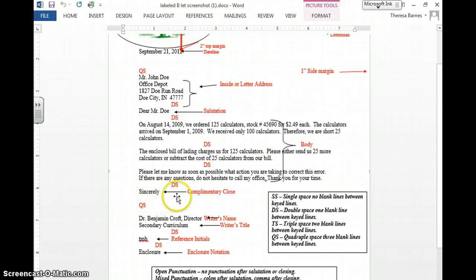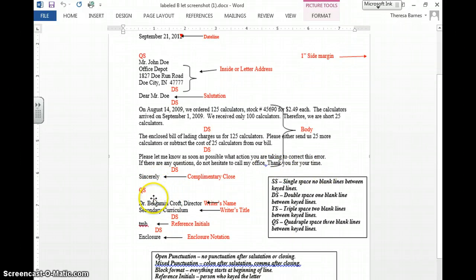After the body comes the complimentary close. You double space between the last line in the body and the complimentary close. And remember, double space means 1 blank line. The complimentary close is usually sincerely, sincerely yours, cordially, or cordially yours. You want to be careful and not use too formal of a complimentary close. Also, thanks or thank you is not a complimentary close. If you're going to put thank you, it should be up here in the letter. Notice how they put thank you for the time.